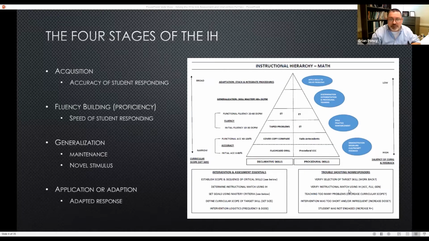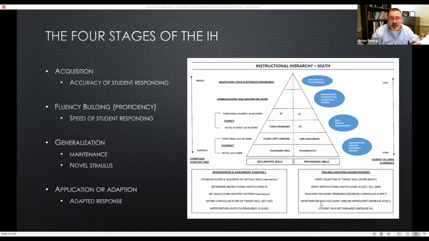Verify instructional match. Make sure that if you choose an intervention and it needs to build accuracy, you need to make sure that demonstration, modeling, cueing, prompting, and feedback are ingrained some way in your intervention. Are you teaching too many problems? A lot of times we have non-responders because we're teaching too much. The instruction is appropriately matched. It's the right skill. But if you're trying to teach a kid too many things at one time, it's just a waste of time. We'll talk about that here in a bit when I go over the specific interventions.